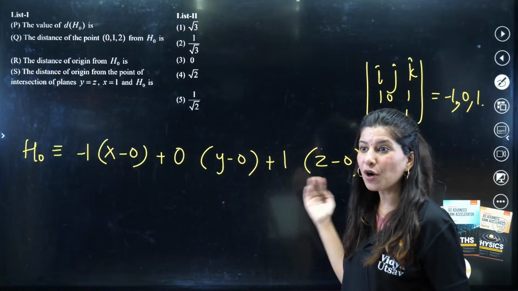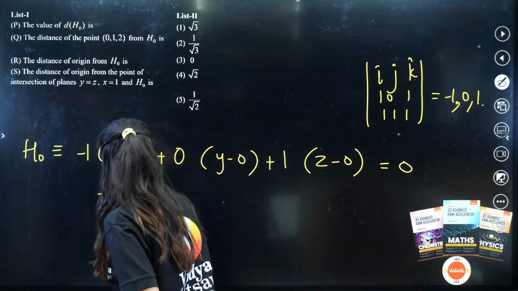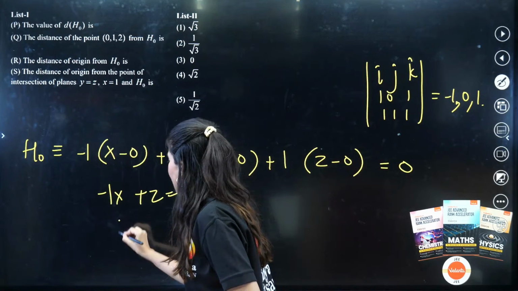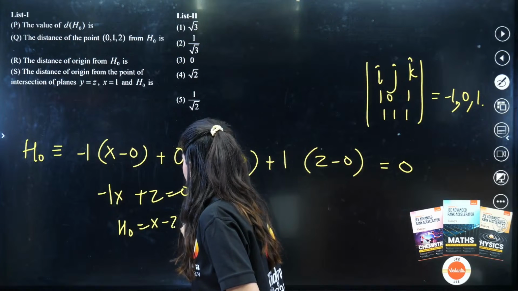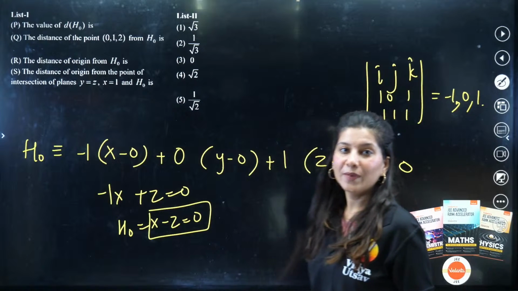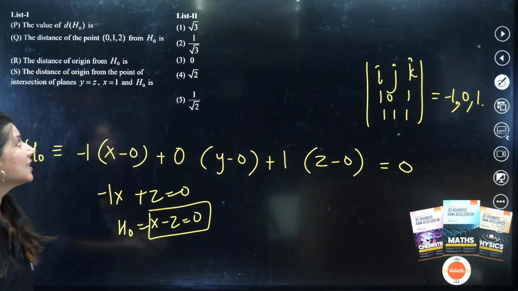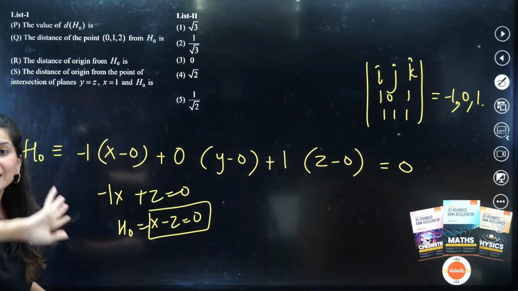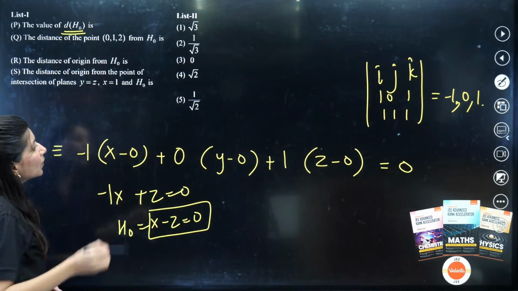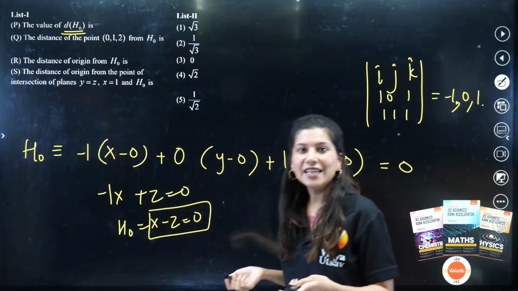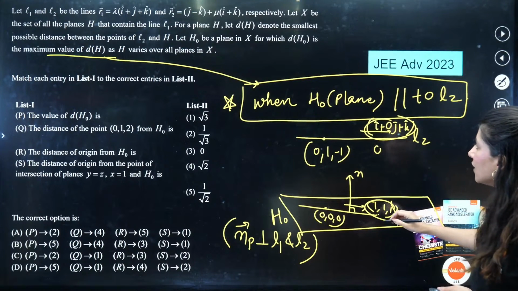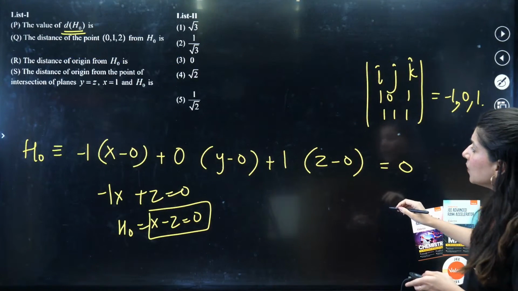You have got H0, right? So minus 1x, this is gone, and plus z is equal to 0. So here H0 is very simple. x minus z is nothing but 0. That's it. So now you have got your plane. You have both the lines. Now they are talking about various things, they are talking about H0. So the value of dH0 is what they are looking for. What is dH0? dH0 is nothing but the distance between line number 2 and your plane.